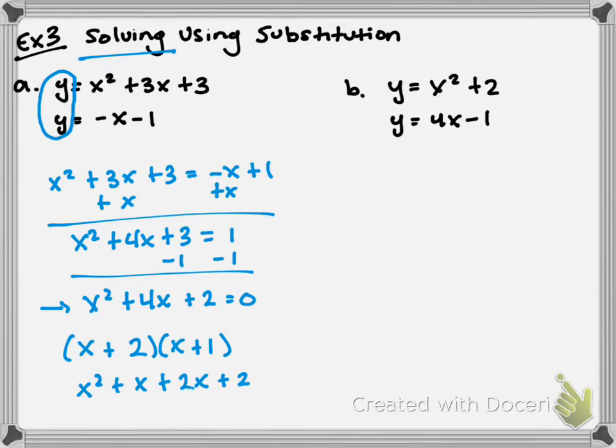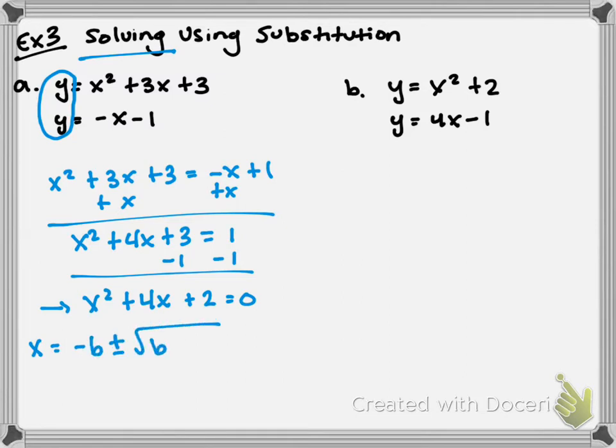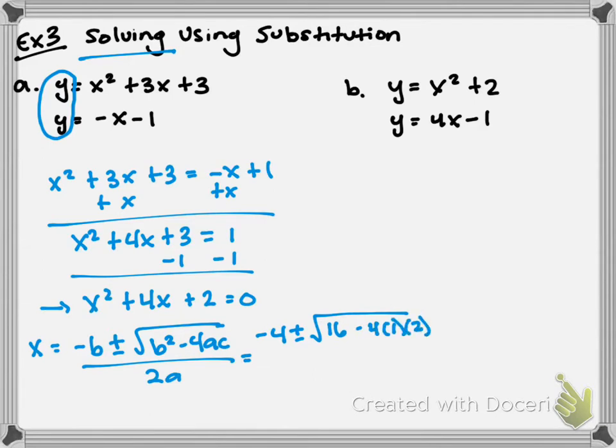If we look here, when we combine like terms, we only get 3x instead of the 4x that we need. So we're going to have to do the quadratic formula for this one. Remember, quadratic formula is x equals negative b plus or minus the square root of b squared minus 4ac all over 2a. So negative b would be negative 4 plus or minus the square root of b squared. So 4 squared is 16 minus 4 times a is 1 times c is 2 all over 2a.